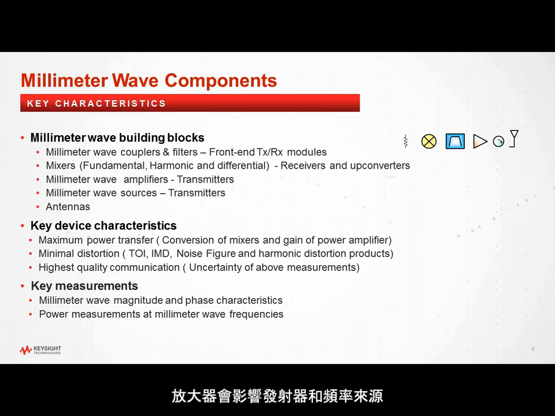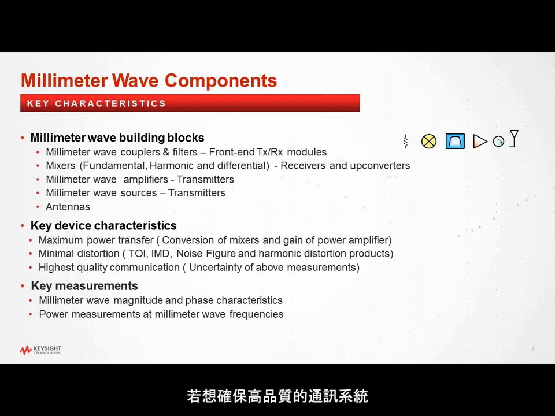Amplifiers, which impact the transmitters, and frequency sources and antennas as well, are part of the building blocks of the system. So some of the key device characteristics that impact the performance are power transfer, conversion of mixers, and the gain of power amplifiers, with minimal distortion. You're looking at things like third order intercepts, IMD, noise figure and harmonic products.